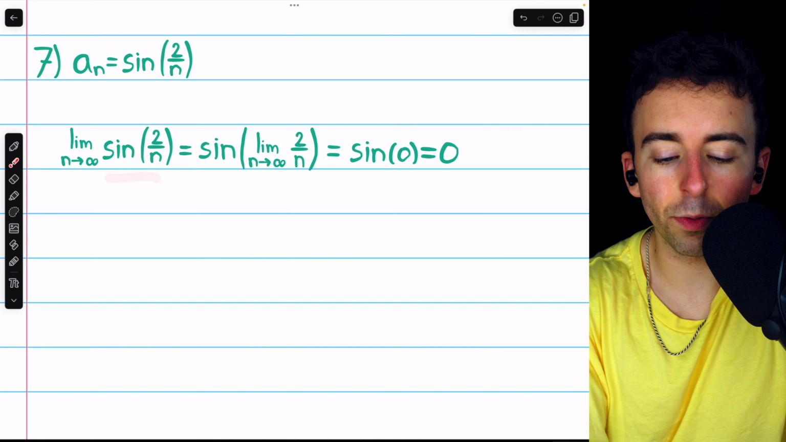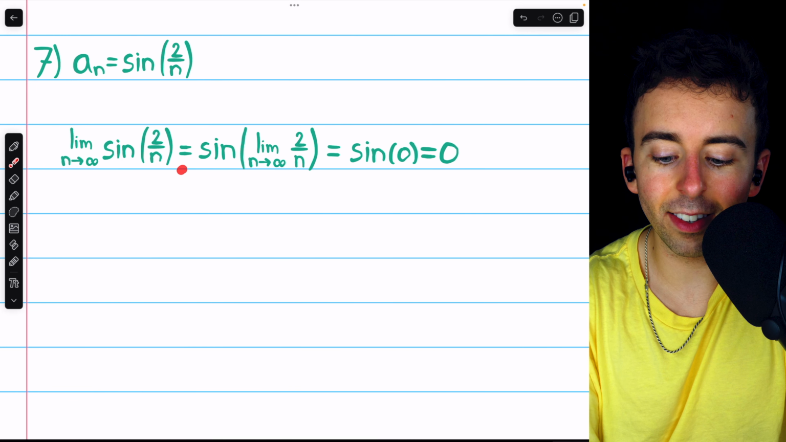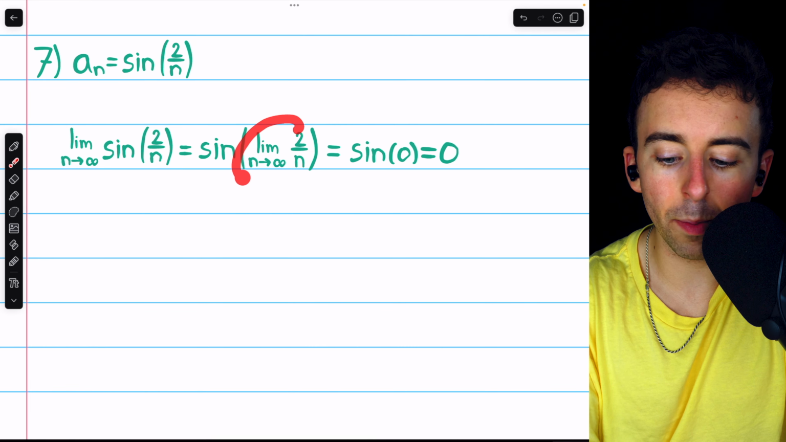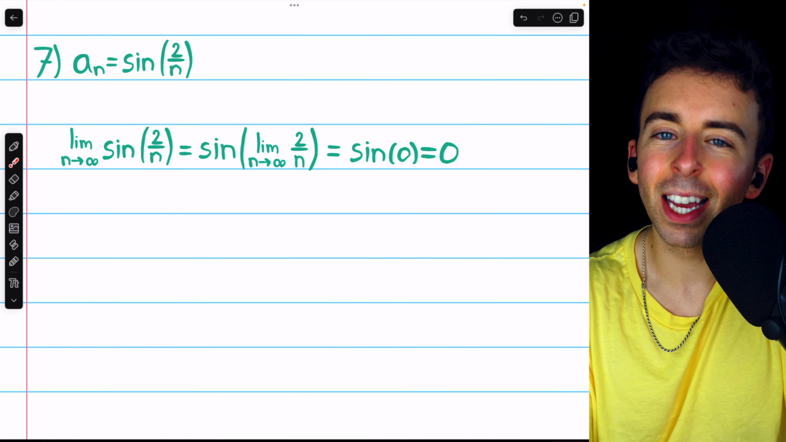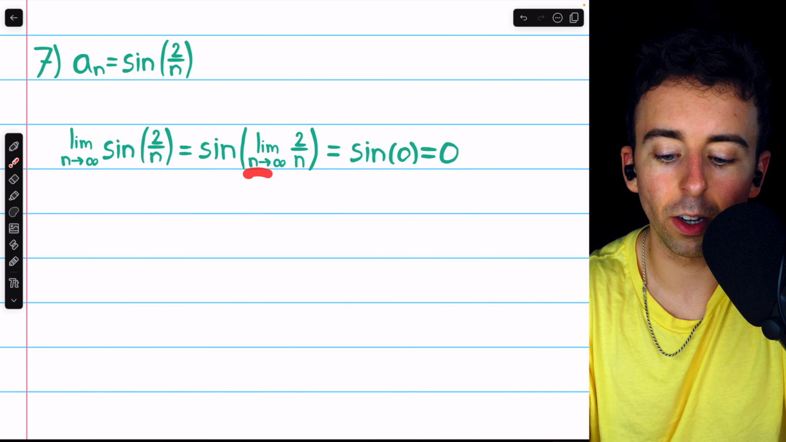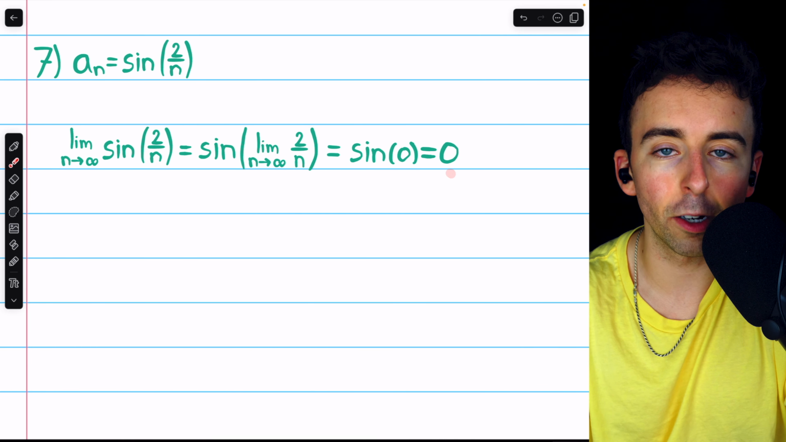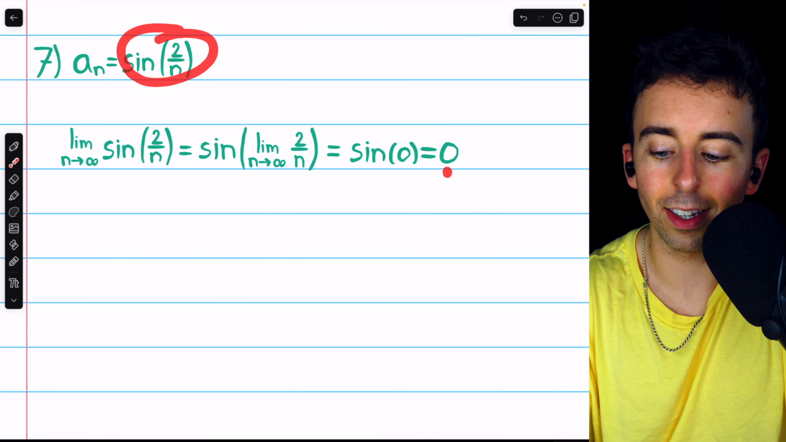Sine is a continuous function, so we could move the limit right inside and say this is equal to sine of the limit of 2 over n as n goes to infinity. Like we said, 2 over n is going to get arbitrarily small as n goes to infinity, so this is sine of 0, which we know to be 0. So the limit of this sequence is 0.